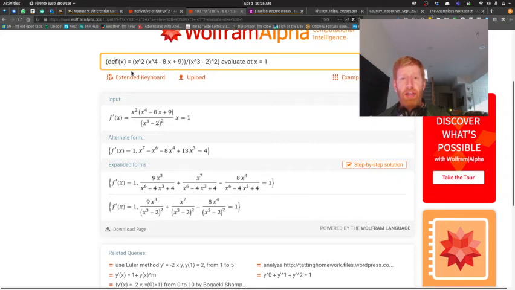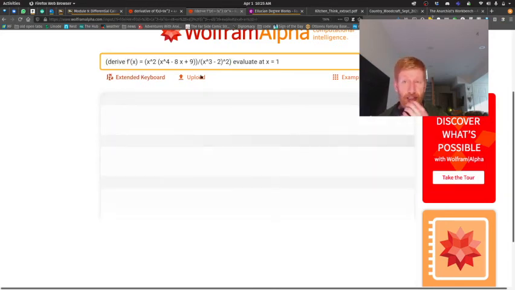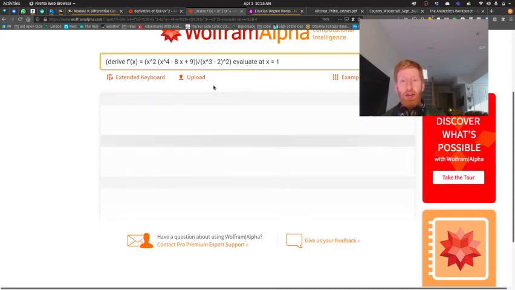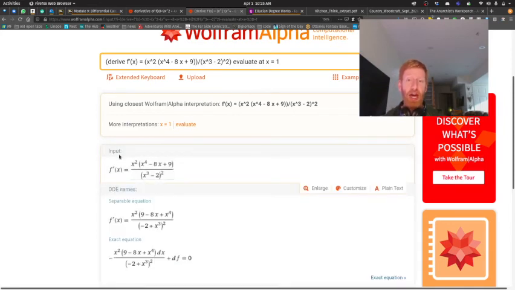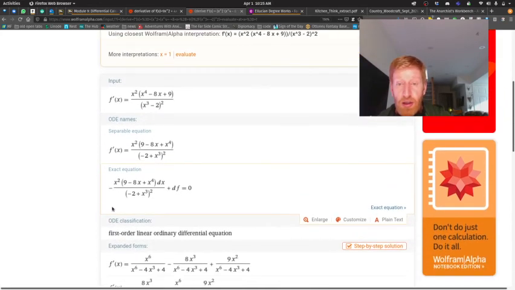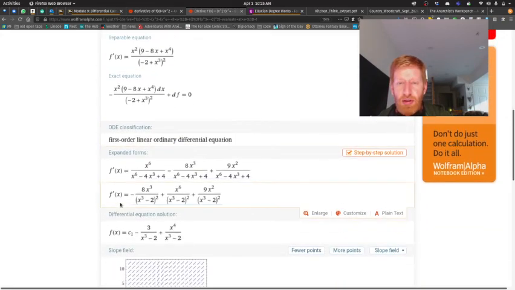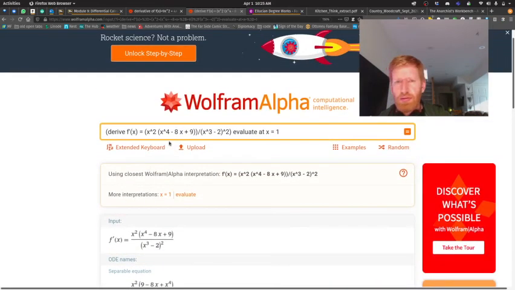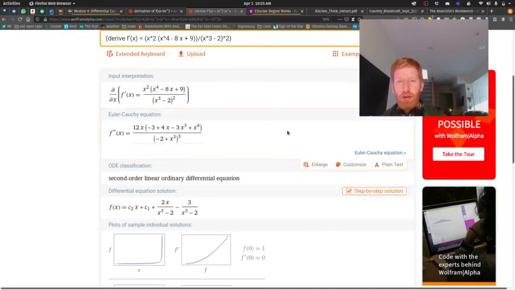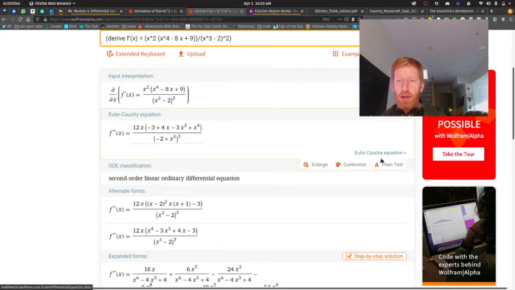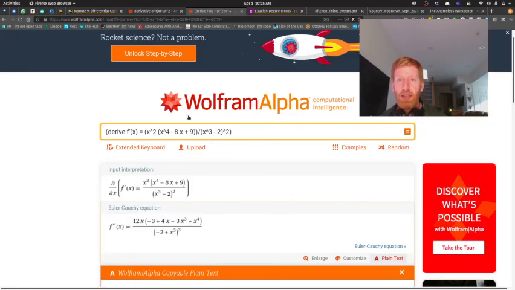So if I say derive this and then evaluate at x equals 1, if this does what I want it to do, it's going to give me the second derivative value at x equals 1. No. So here's our first derivative. So let's just check the second derivative. And then we'll copy out text. All right, so grab this plain text.